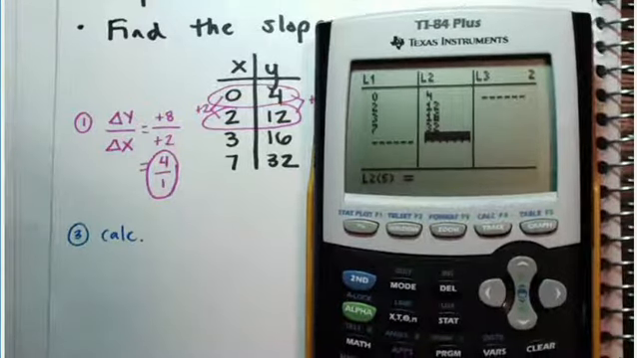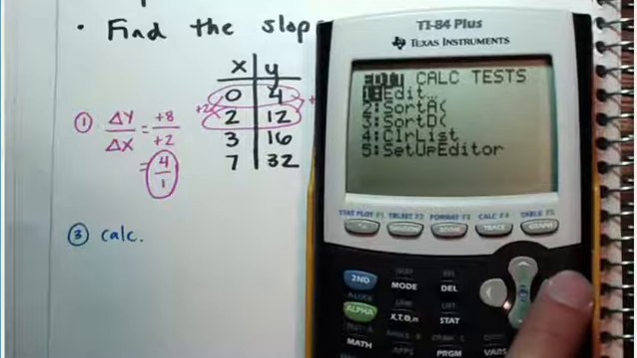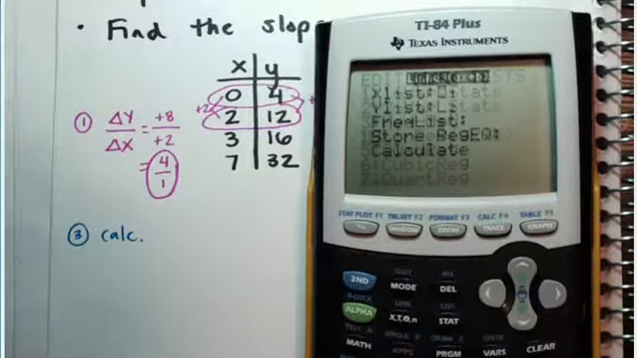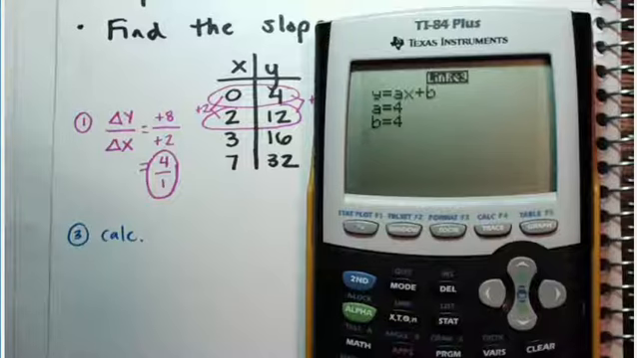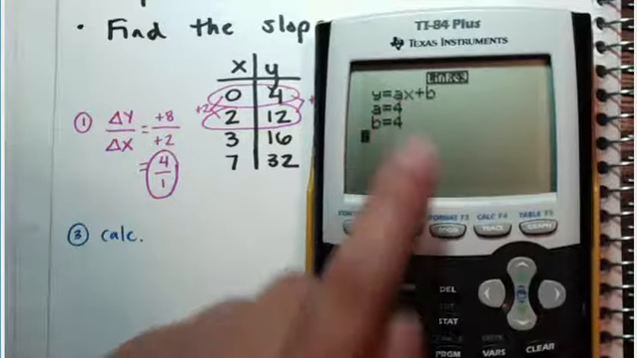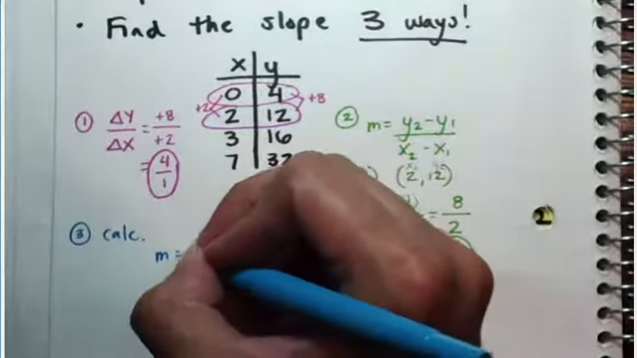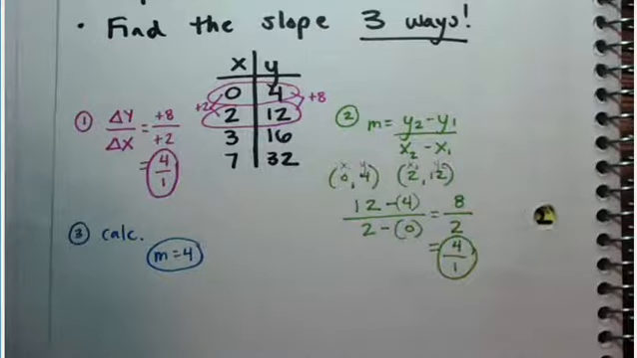What are my next steps here? Okay, I push Stat again. Now I go over to the right one for Calc. Which one do I go to? LinReg 4, push enter. Go all the way down to calculate, and this will give me my slope. Remember, A is the same thing as your slope, so my slope here is 4. So there are 3 different ways. You might have thought of a different way, and hopefully you got that same answer, but those are 3 ways right there to find the slope.